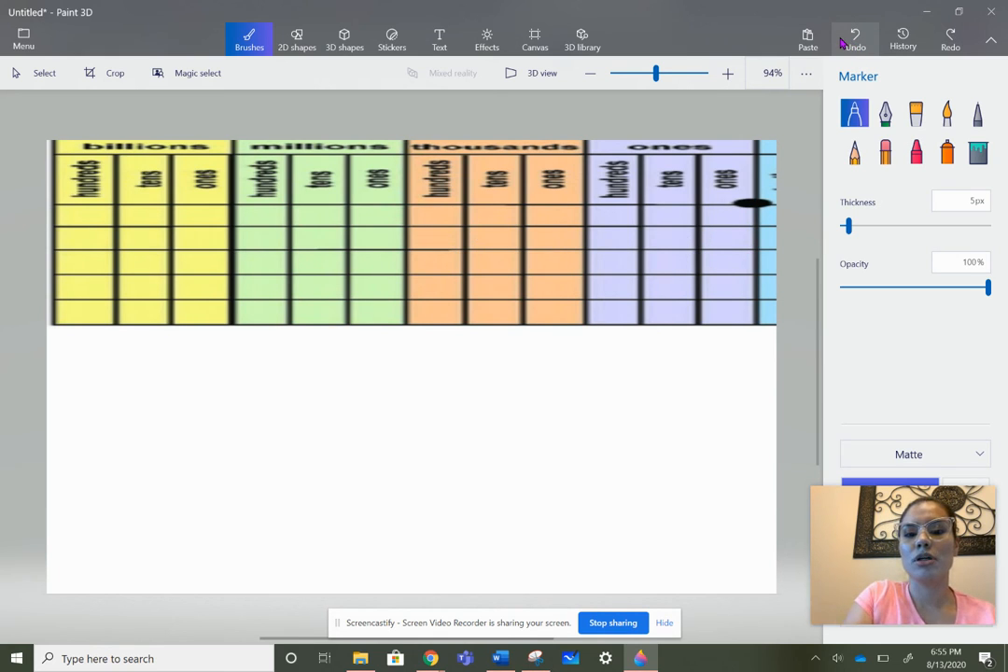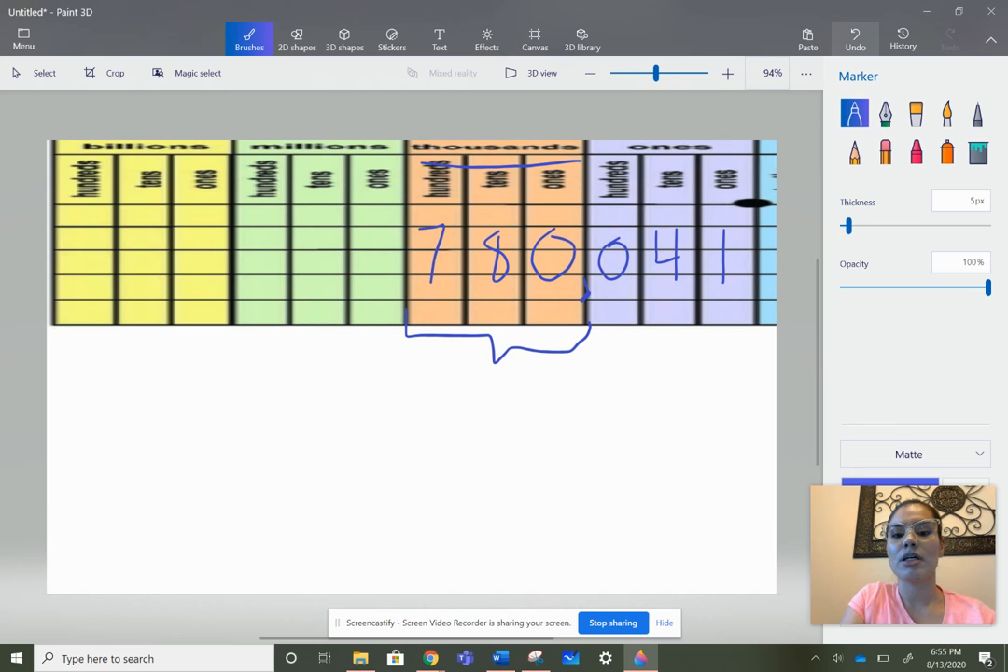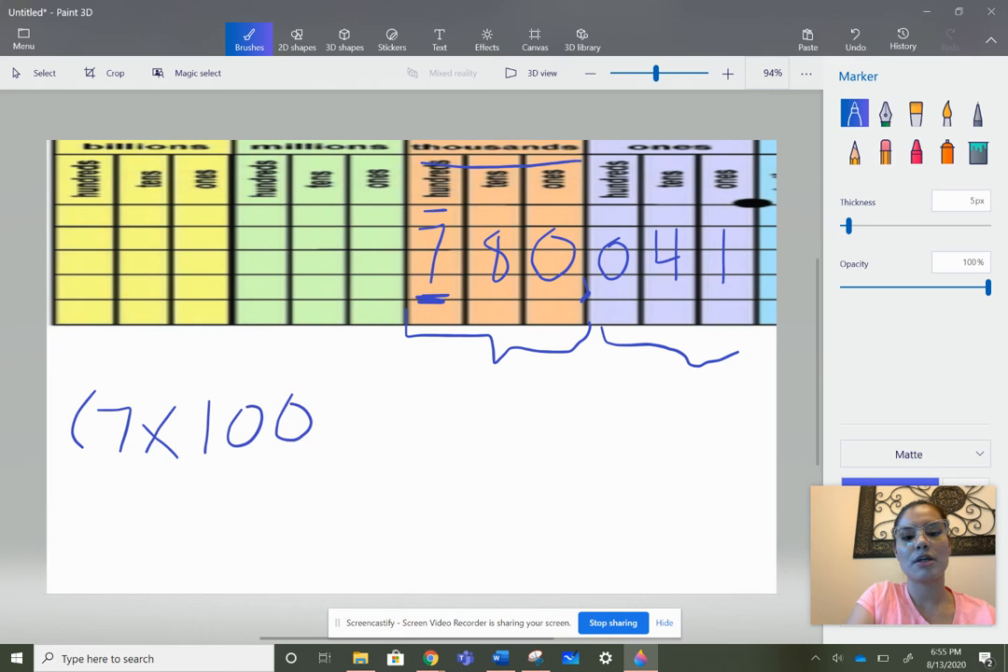So let's do 780,041. Again, my comma. If I want to read this, I say the number in the period and then the name of the period, 780,041. So I take the digit in the highest place value, and it is 7 times. It is in the 100,000s place, so times 100,000.